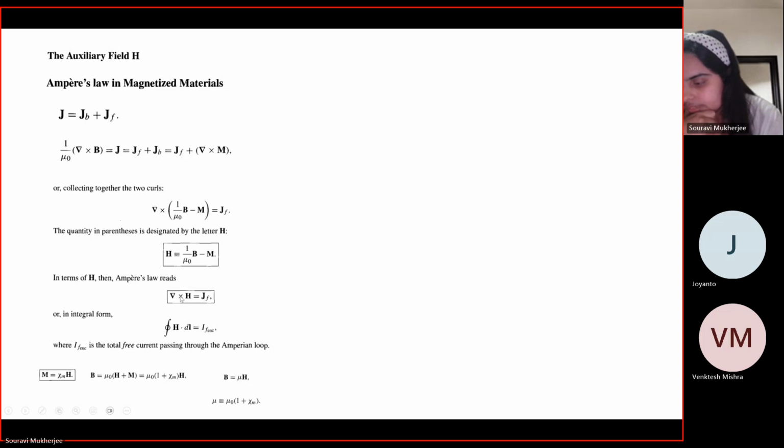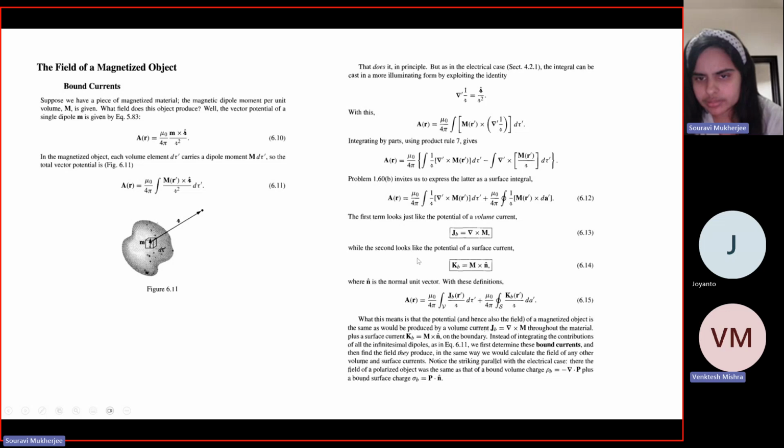Ma'am, please explain how we can write J_B equal to del cross M. How we can write J_B as del cross M, the bound current density.